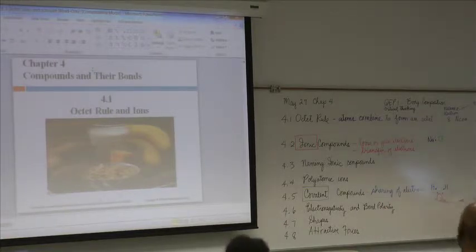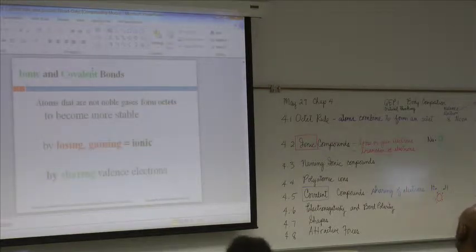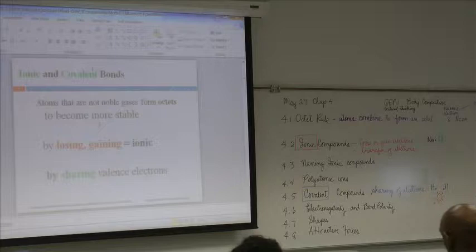So what do we mean when we say octet? You know that octet means eight, right? Atoms that are not noble gases form octets to be more stable.